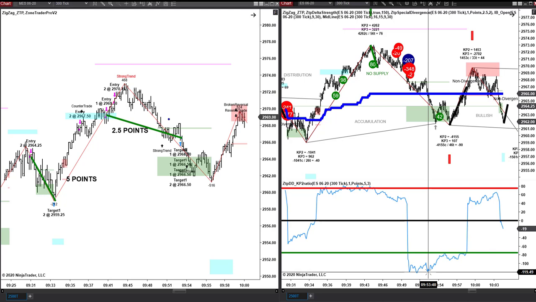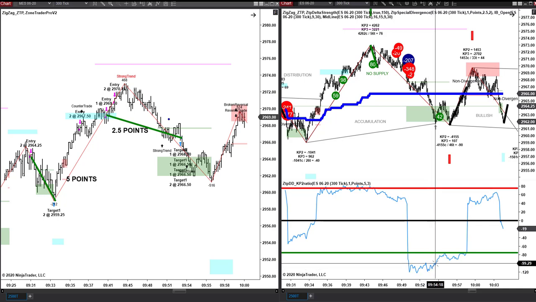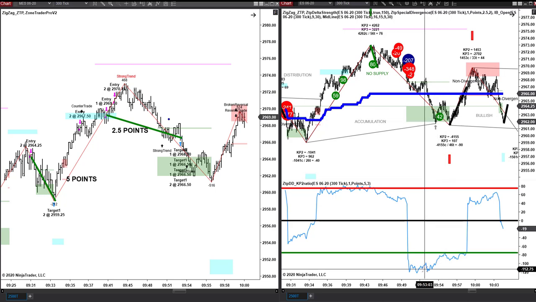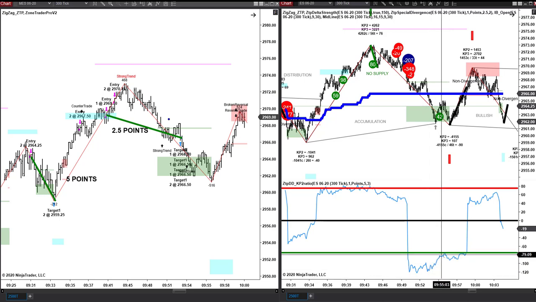But immediately after that, you see what happens to the indicator: it starts going straight up as price is going straight down. And what that is telling you is that the support is weakening. And I'll be honest, I didn't see this in real time after I'd made the trade.